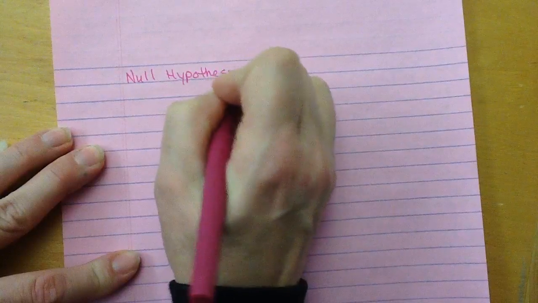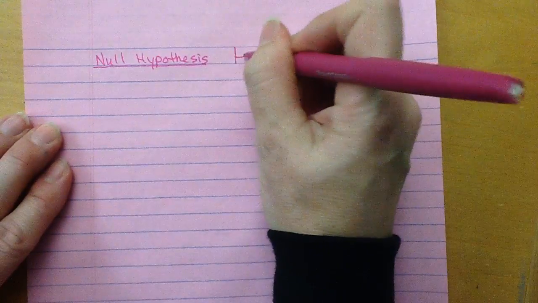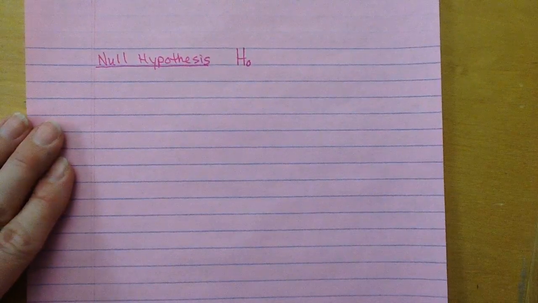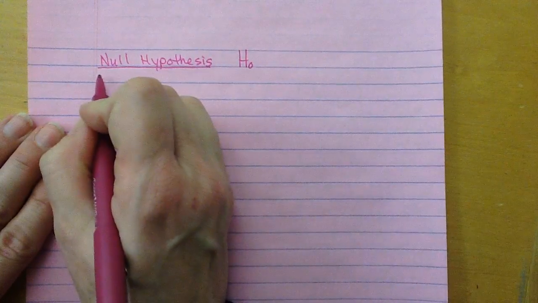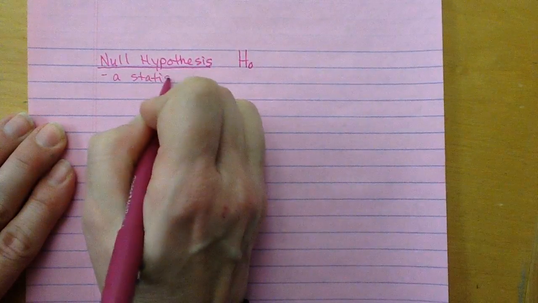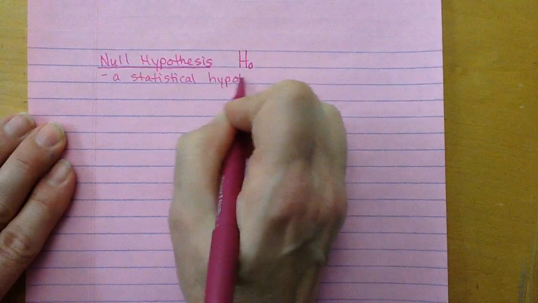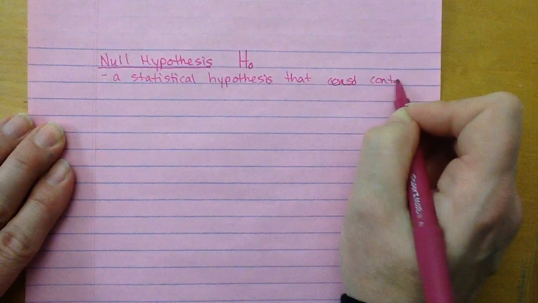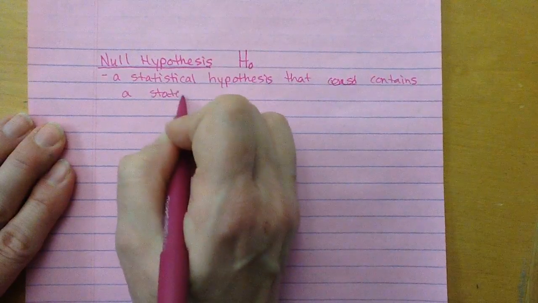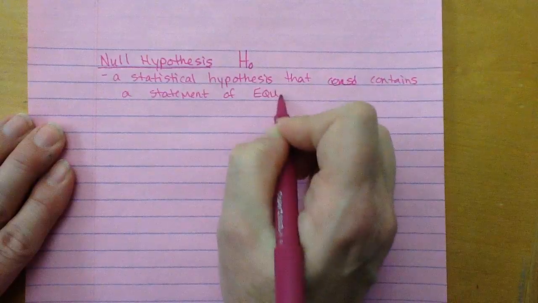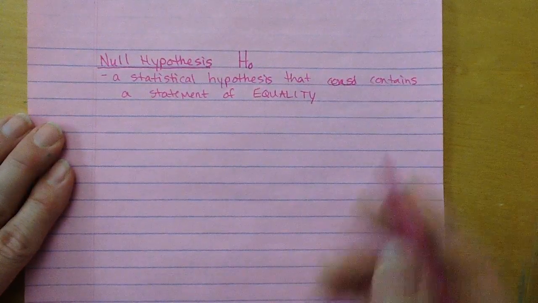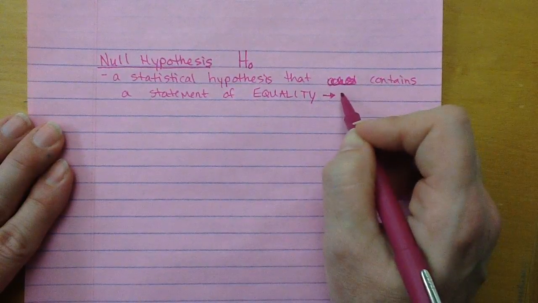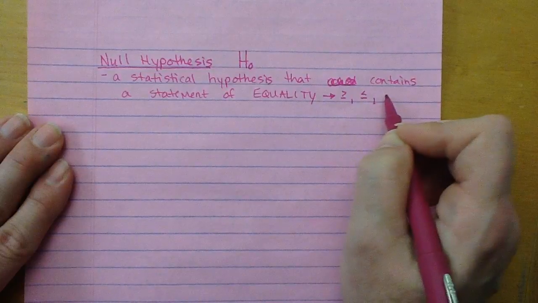The null hypothesis. That's the original assumption that we assume is true. And it is written H sub 0. H sub 0 is always the null hypothesis. And it is a statistical hypothesis that contains a statement of equality. The types of statements of equality that we can have are greater than or equal to, less than or equal to, or equal to.